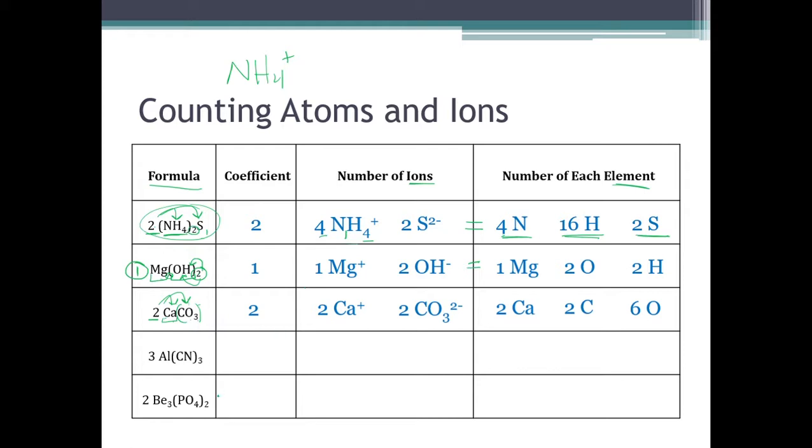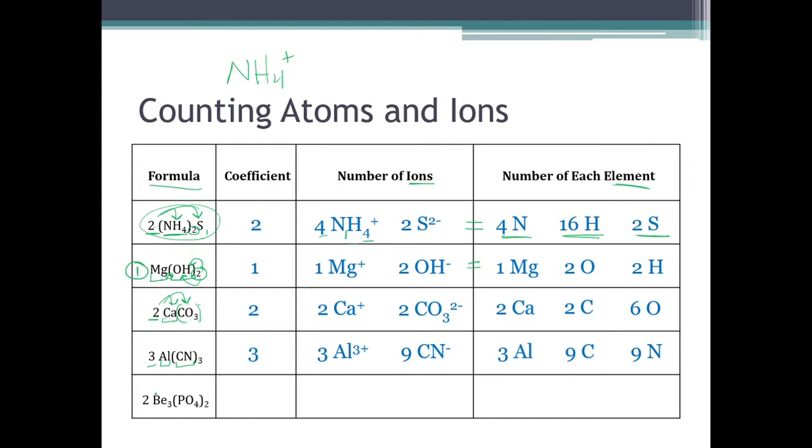All right, so for our next one, the coefficient out front is a 3, so that distributes to the aluminum and to the cyanide we are looking at, which gives us 3 aluminum ions, and 3 times 3 is 9 cyanide ions. Breaking that down to individual elements, we obviously have 3 aluminums, 9 carbons, and 9 nitrogens. Hopefully that's what you got. If it's not, go back and see what happened.